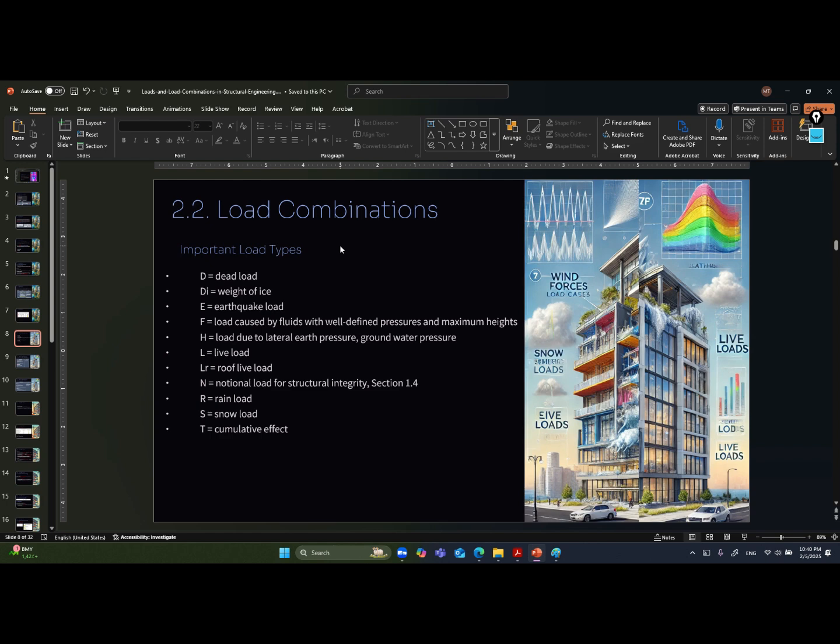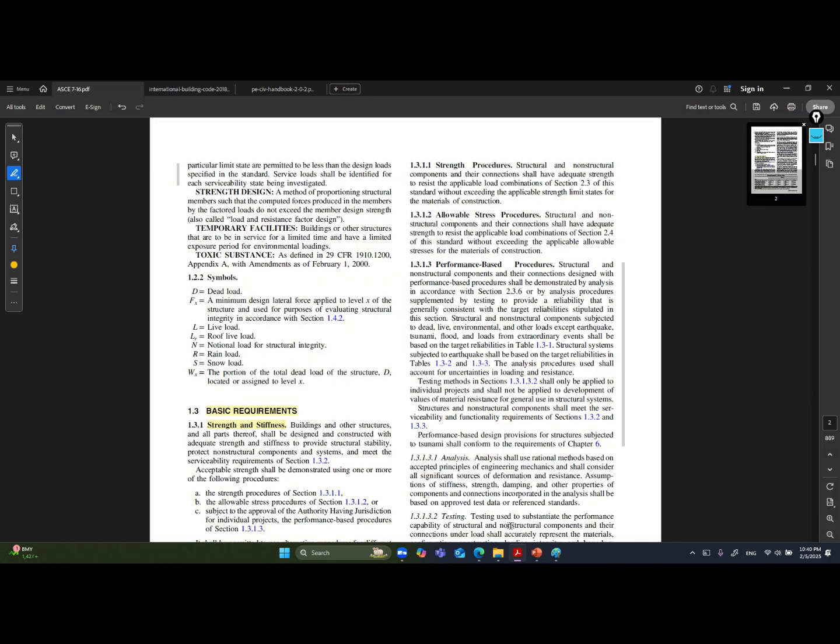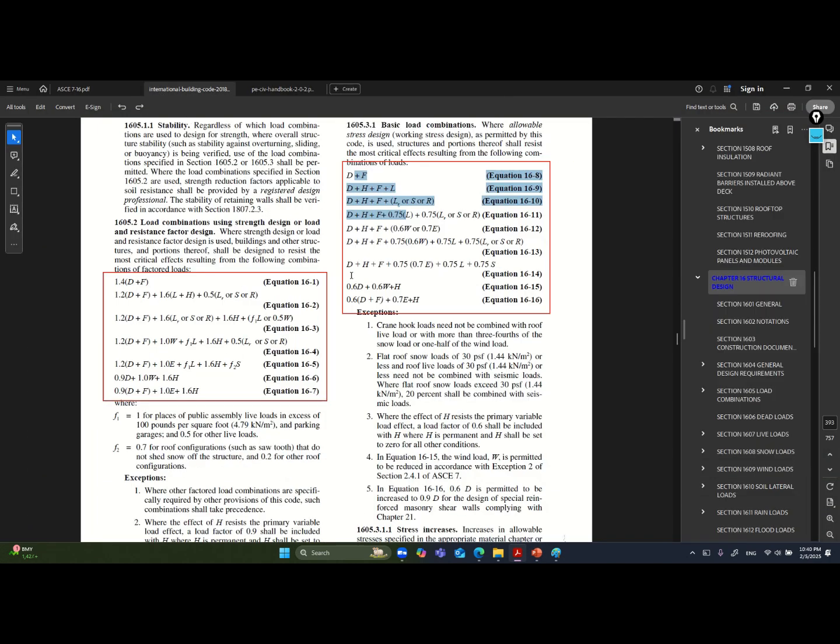Now let's talk about the load combinations. I will give a brief on the load cases, the abbreviations for the load cases that are being used. And for this part, I am going to refer to the IBC building code. Regarding the IBC, it is very important to focus on chapter 16 because it is the one for structural design. It is very important.